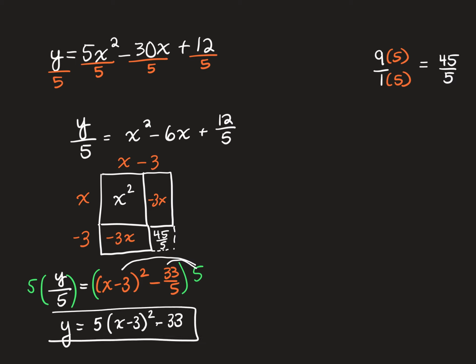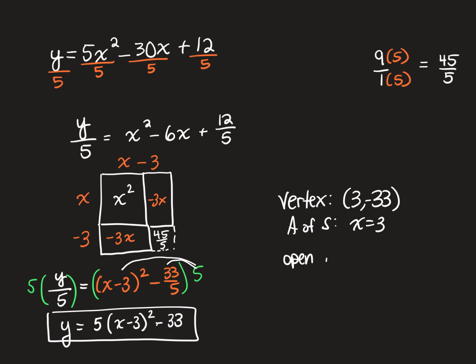This is now in graphing form. And I could identify my vertex as 3, -33. I know my axis of symmetry is going to be x equals 3. And I know it's going to open up with a stretch of 5.